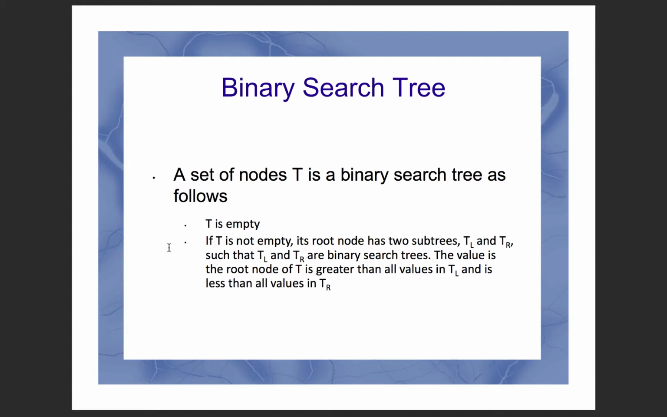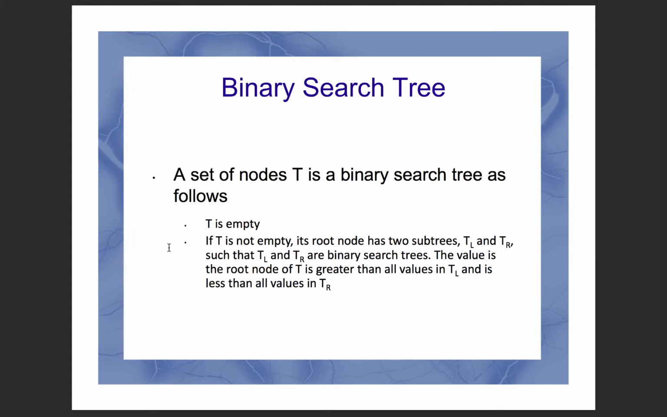If T is not empty, its root node has two subtrees, TL and TR, such that TL and TR are binary search trees. The value in the root node of T is greater than all values in TL and is less than all values of TR. That basically says that if the value of the root node is greater than all values of the left subtree and the value of the root node is less than all values of the right subtree, then you can call it a binary search tree. So that means every node in that binary search tree should satisfy these conditions. Every node has a lower value in the left subtree. Every node has a greater value in the right subtree.